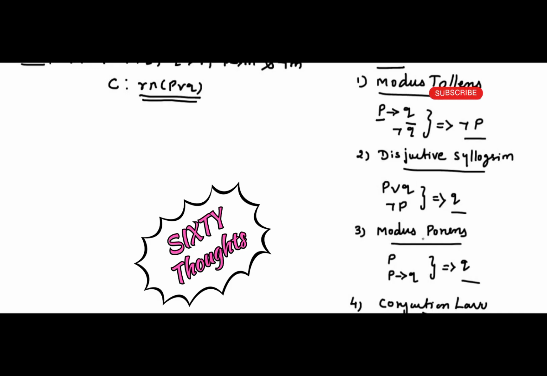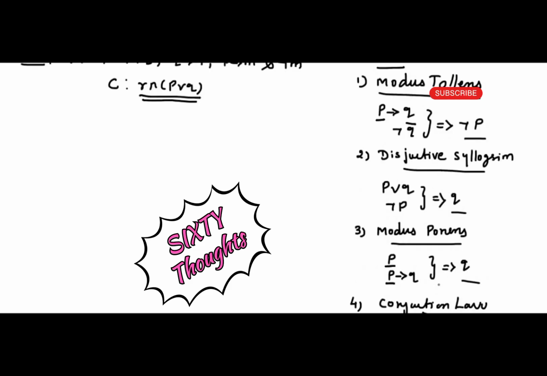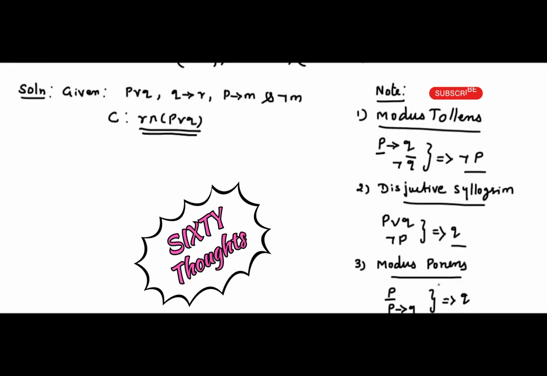The third one is Modus Ponens. What does Modus Ponens mean? P→Q and P, where the left-hand side of the first premise and the second premise are the same, we get only Q. Then the conjunction law: we consider two different premises, and in between we introduce the operator ∧, giving P∧R. Whenever we get two variables, we join them using the conjunction law. So using these four important laws, we are going to prove this problem.